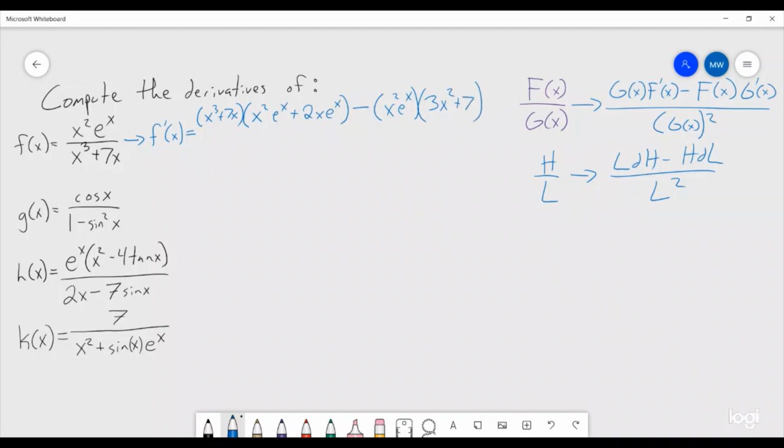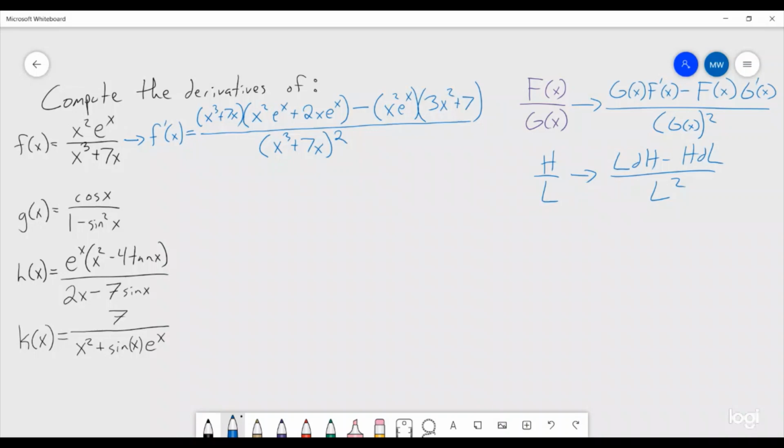So there's the entire top, and we put all of this over the bottom squared. So all over x cubed plus 7x squared. And that is as far as we are going to simplify it. And that's as far as you would be expected to do it on your test as well. That is a good spot to stop for finding the derivative.